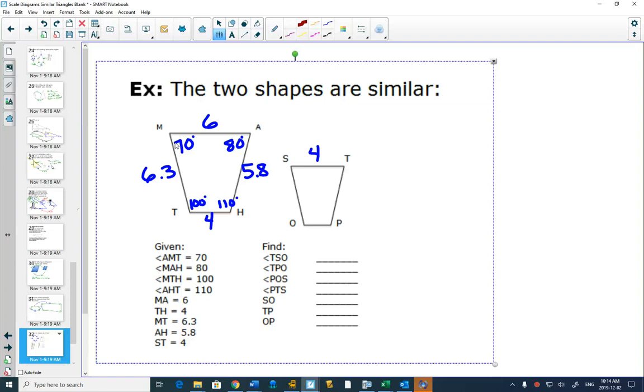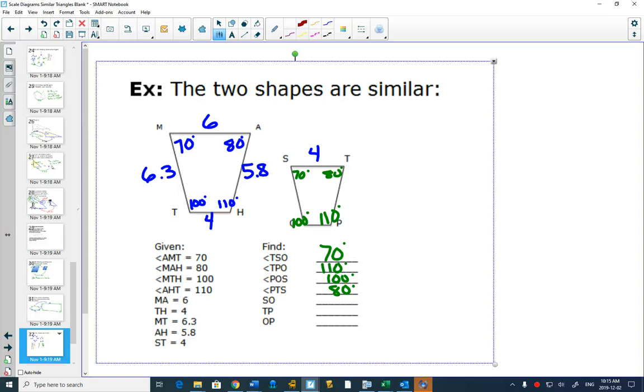The angles are the easiest thing to start with because if you have similar shapes, the angles stay the same. So if those shapes are similar and they say that they are, then I can easily label the corresponding angle there, 70. This one has to be 80. This one has to be 100. And that one has to be 110. Now, in filling in the blanks here, which one is TSO? TSO, that cuts out the 70 degrees. TPO, that cuts out the 110 degrees. POS, that's the 100 degree one. And PTS, that's the 80 degree one.